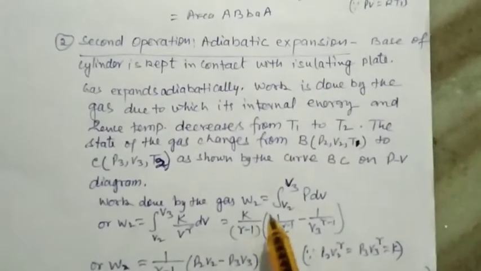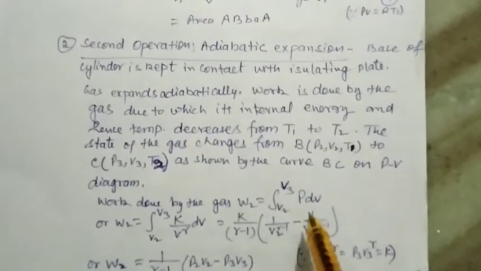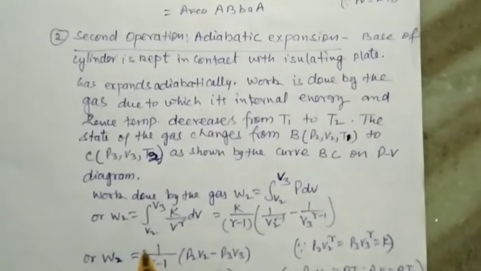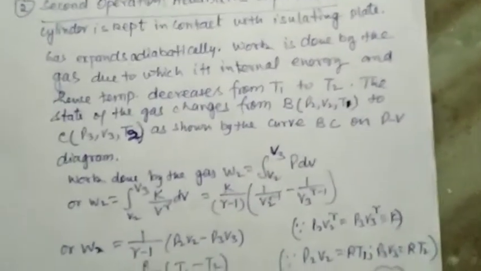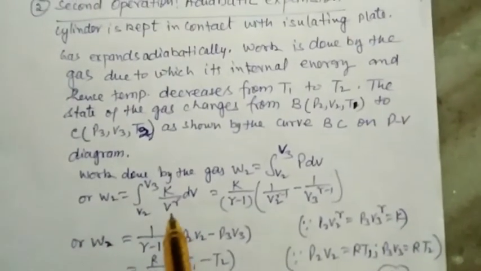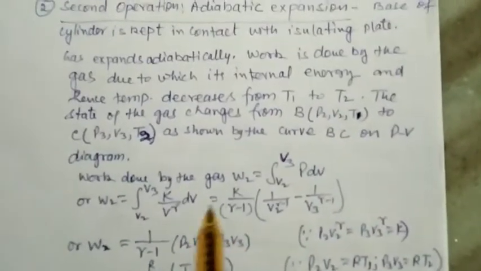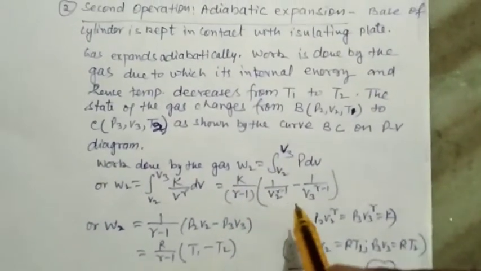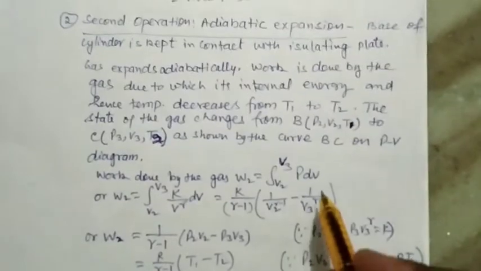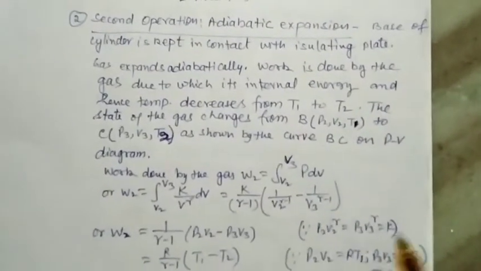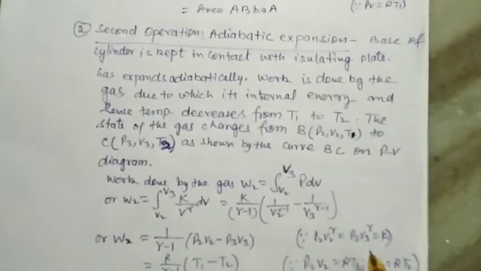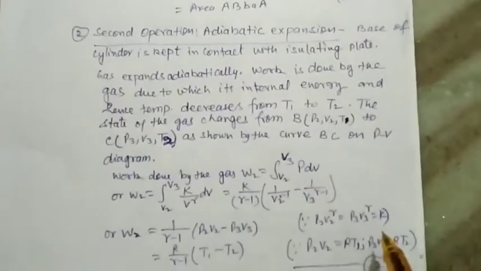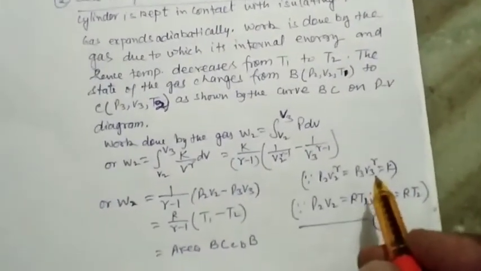Work done by the gas, W2 equals the integration of PdV from limit V2 to V3, or W2 equals the integration from V2 to V3 of K upon V to the power gamma dV, which equals K upon gamma minus 1 into 1 upon V2 to the power gamma minus 1 minus 1 upon V3 to the power gamma minus 1, since P2 V2 to the power gamma equals P3 V3 to the power gamma equals K, that is constant. So this is for adiabatic.